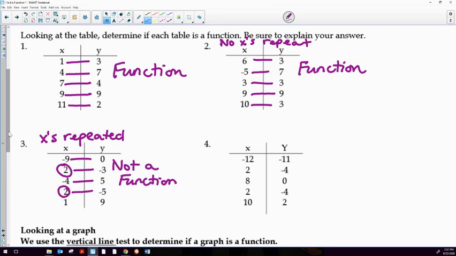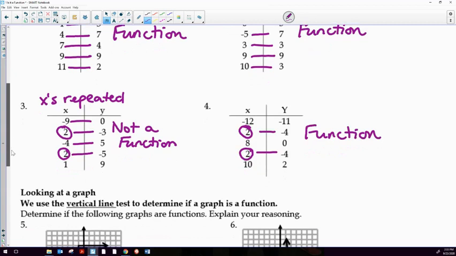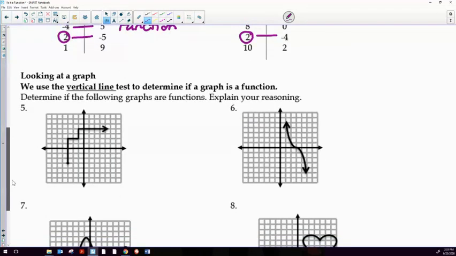If you look at example number 4, you're going to see that the 2 again repeated itself, but this time he went on a date with the same number. Because the y values matched up, this one is still a function. So to recap, if your x's don't repeat, then it is a function. But if your x's repeat with different y values, that's when you have a cheating situation and it is not a function.